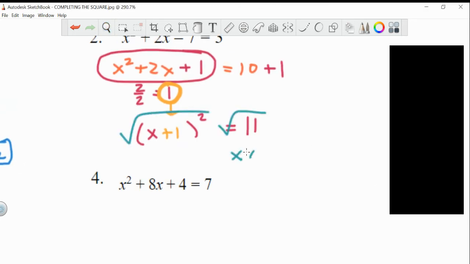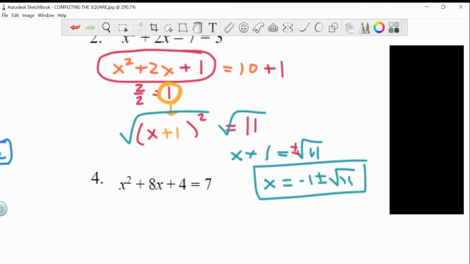Square root both sides. x plus 1 equals square root 11. Don't forget the plus or minus. And then we just subtract the 1 and we're done. Negative 1 plus or minus square root 11. Done. Okay, we've saved ourselves from doing the quadratic formula. Again, I was going really fast. All I have to do is make some room, cut it in half, add the squared term there. Now, obviously for this question, 1 squared is 1, so it's a little weird.